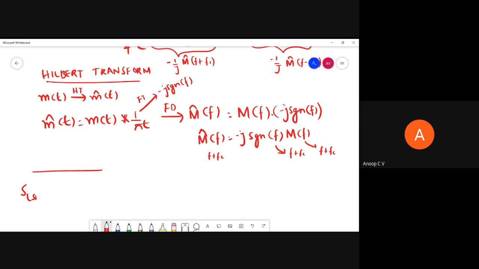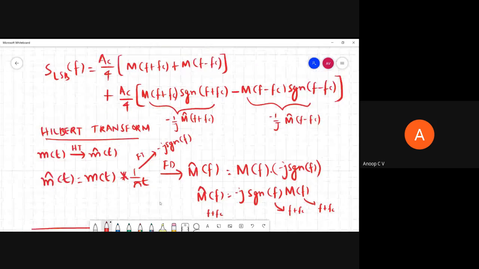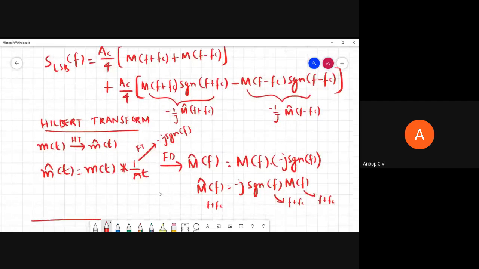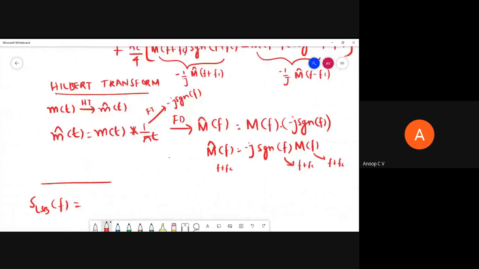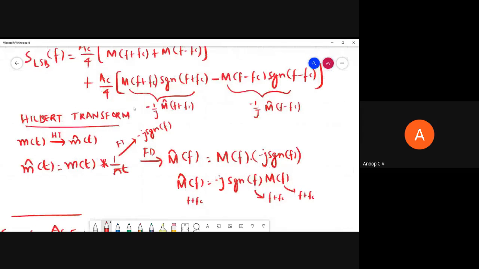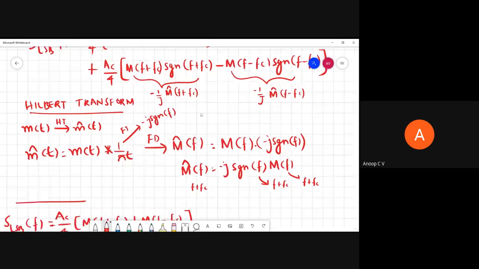So now S_LSB of f is equal to what? It is AC by 4 times m of f plus fc plus m of f minus fc, right? So it is AC by 4, m of f plus fc into m of f plus fc plus m of f minus fc. Then the first term, AC by 4, I can replace with minus 1 by j m cap of f plus fc.